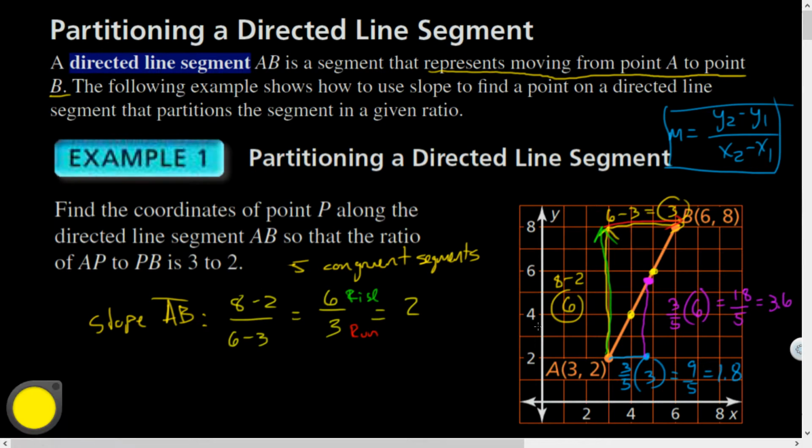Question? Yeah. Because 3 plus 2 was equal to 5. So if the ratio was 3-to-2, I want to be 3 out of 5, right? 3 this way and 2 that way, but that's a total distance of 5. So that's what we were doing. So I found 60% of the rise and 60% of the run, and those would give me my new coordinates.